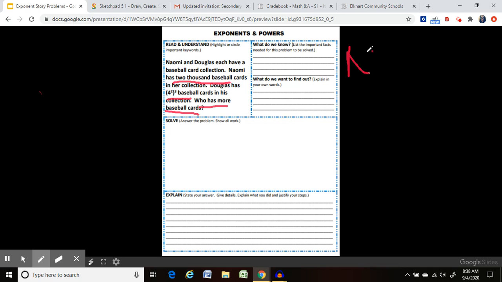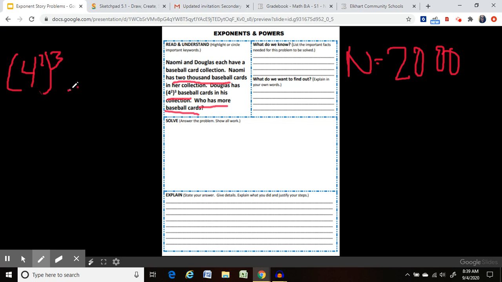So I highlighted the important information. One important thing is that Naomi has 2,000 cards. And I'm trying to figure out who has more. But Douglas is a nerd and decided to write, this is how many I have. Well, Douglas, we're going to figure it out. So I have 4 squared, and then you cube that.